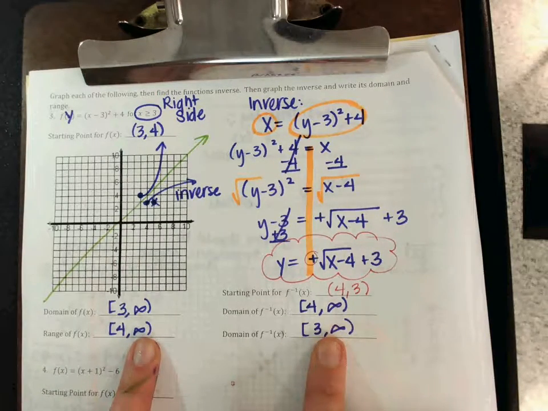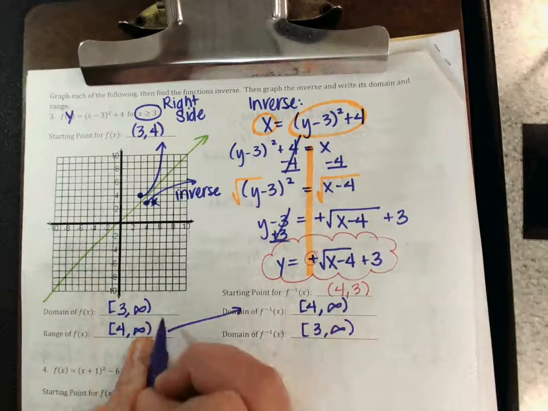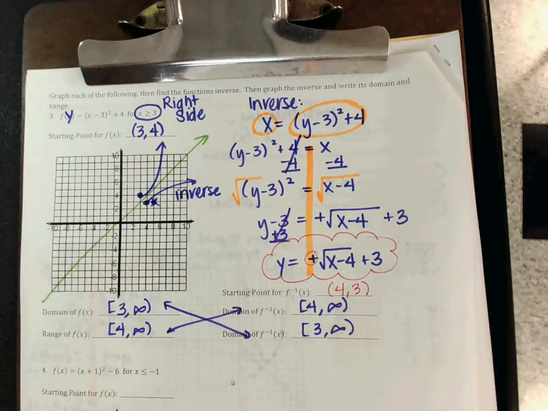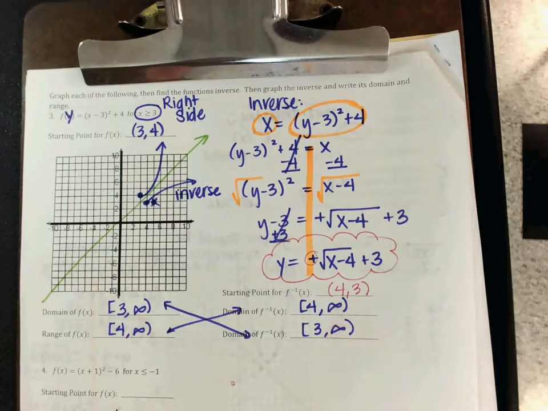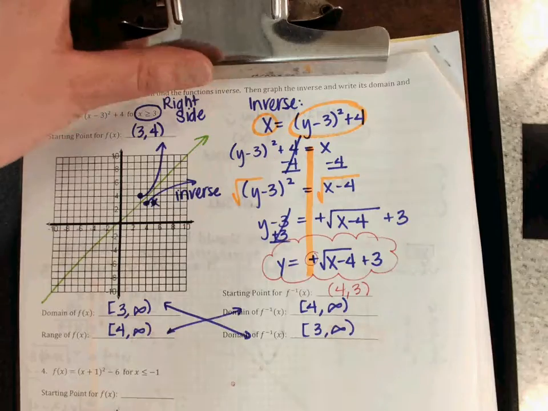What do you notice about the domain and range down here? They're just backwards too. So if your x's and y's are backwards, then your domain and range are going to be backwards as well. This and this are the same. This one and this one are the same. So it's like everything is just kind of crisscrossed from each other. So if you know this one, you automatically know this one, yeah? Okay, let's do one more like that.